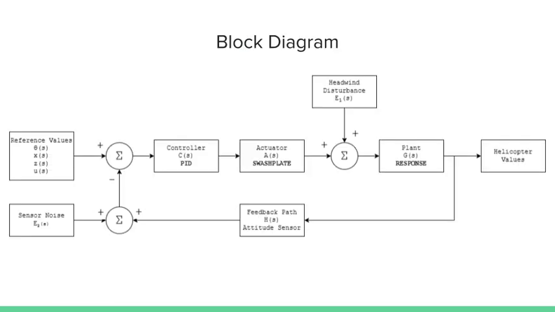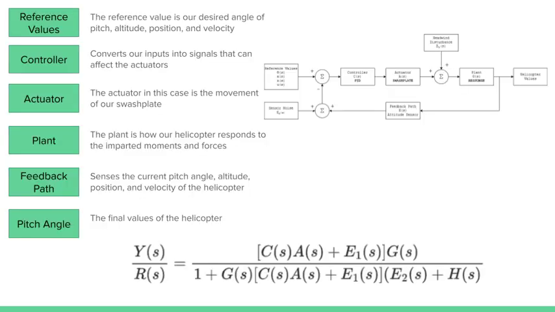This block diagram shows the control system we use to regulate the helicopter's motion. It starts with the reference values, things like pitch, angle, altitude, position, and velocity. These reference values are compared to the actual measured values, and the resulting error is sent into the PID controller. The PID converts this error into electrical signals that the actuators can use to adjust the helicopter's swash plate. The movement of the swash plate combined with any external effects such as headwind disturbances determines the helicopter's response, which is represented by the plant block.